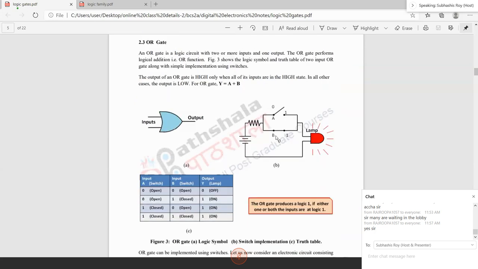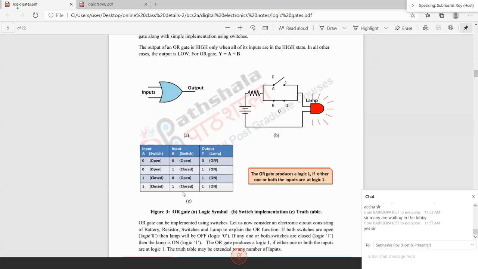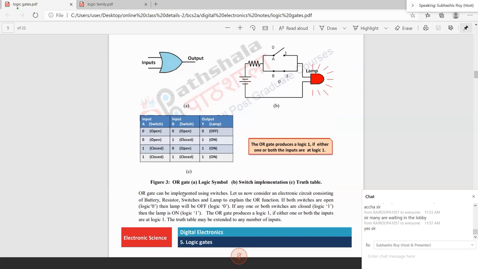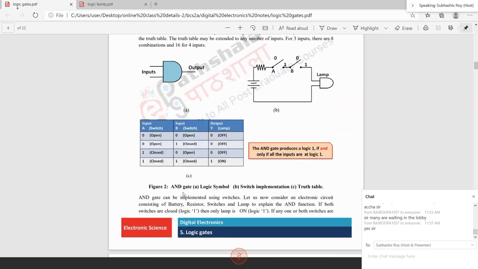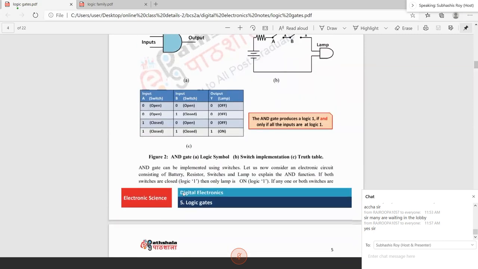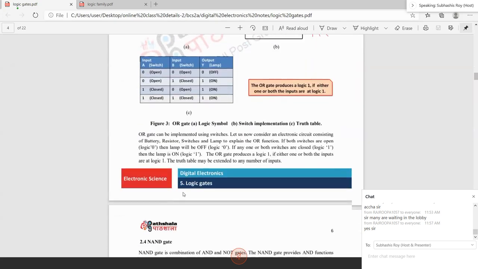And there is only one case when both paths are open: when A is 0 and B is 0. So this is actually the OR gate. The OR gate produces a result whenever one input is 1, and the AND gate produces a result only when both variables are 1. This is the difference. Okay, so let's go to the next one.